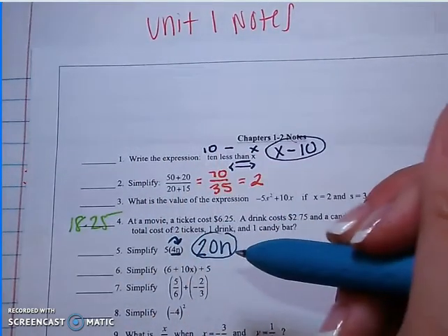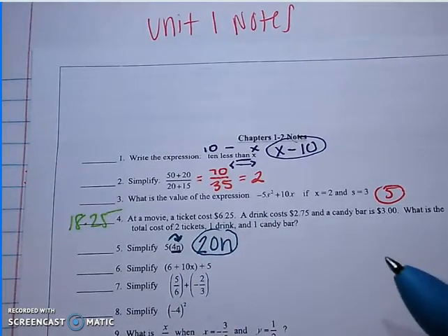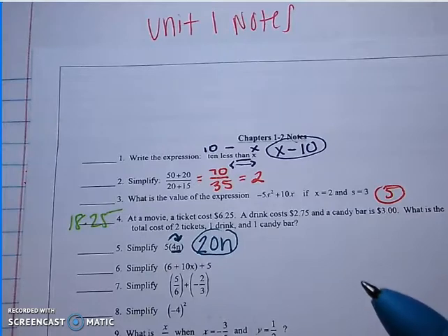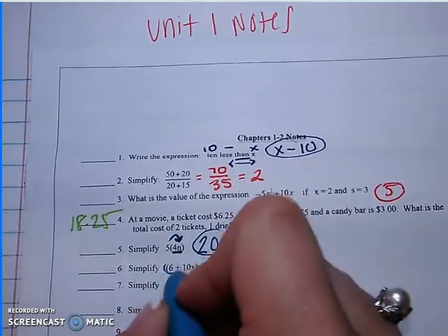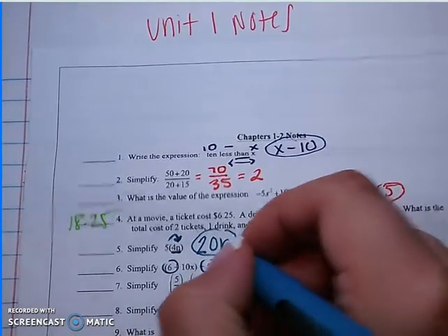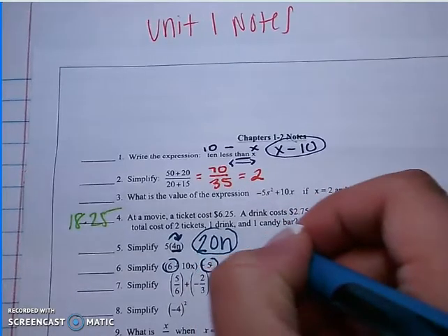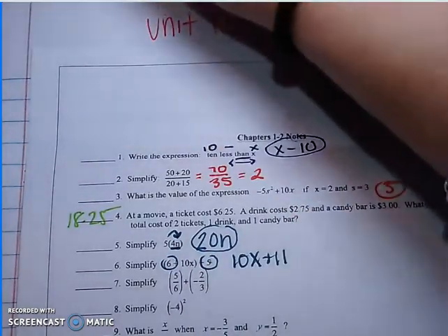Number 6. There's nothing I can do in these parentheses. They're mostly there to trick you. So what you can do, though, is combine constants. Okay, I have a 6 and a 5 that I can combine together. So I'm going to leave my 10x, but I have an 11 there that I can put because I've combined already.